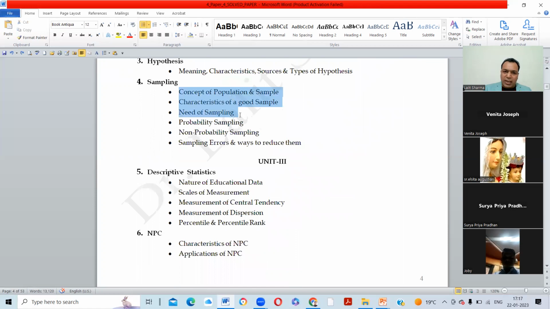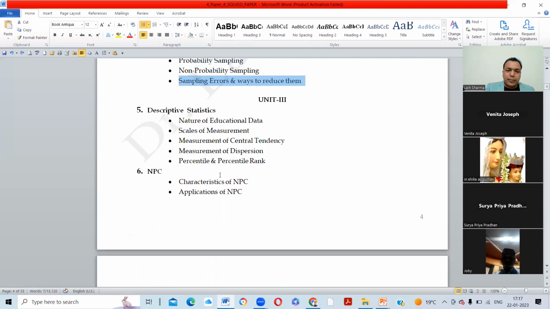In sampling we have done almost everything, probability, non-probability, right? Sampling errors you can see. This point you can see in the notes, right? In unit 3, NPC we have done. Now central tendency, dispersion, percentile and scales of measurement, you can see in the notes I have given you 4 months back, right? You can see that it is written in a very easy method.